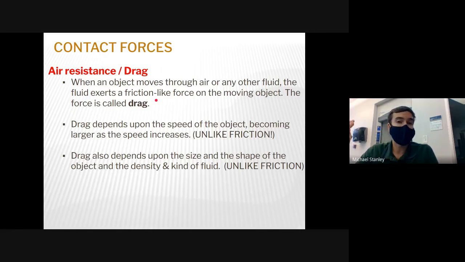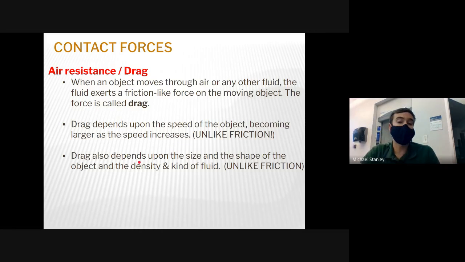So it's sort of similar to friction in that it opposes movement, it slows down movement. There are a couple ways that it is not like friction, however. Drag depends on the speed of the object. So the faster you're going, the more drag, the more resistance you encounter. This is not like friction. Friction does not matter the speed that you're moving. The friction force is going to be the same.